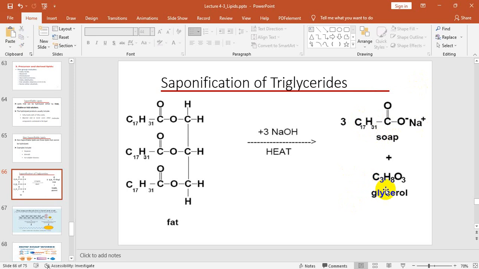Then this one will form glycerol. You see, glycerol is also C3, H8, O3. So it is going to form glycerol. So there is only one molecule of glycerol, but the triacylglycerols are 3 over here. So you need 3 molecules of sodium hydroxide to react with it.